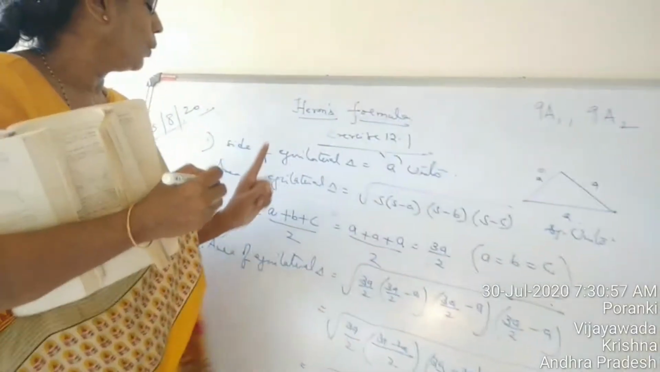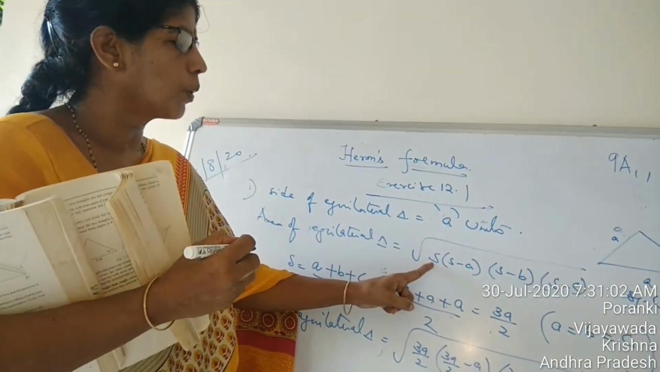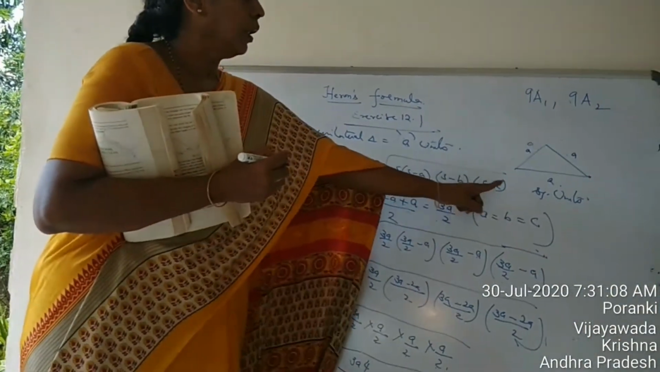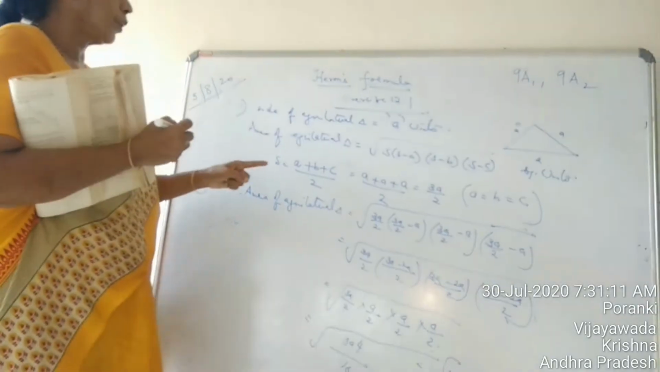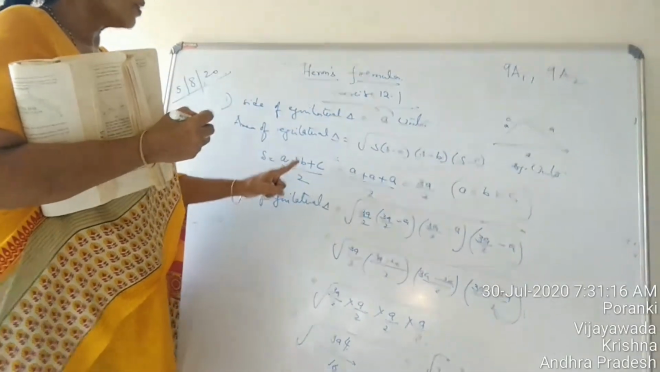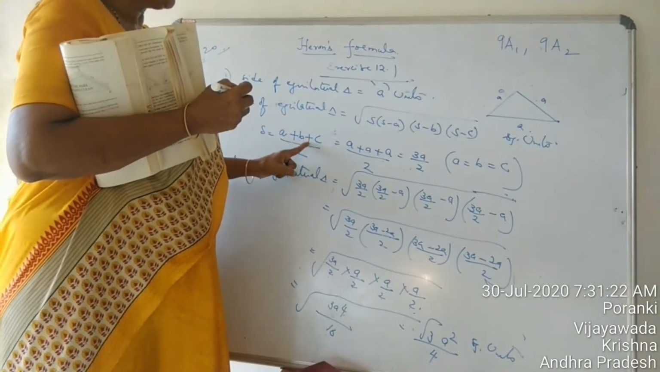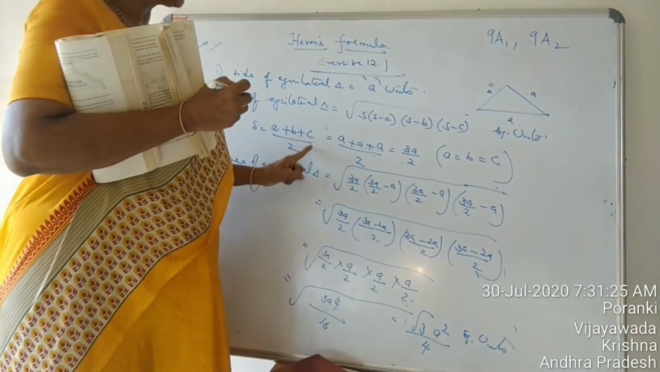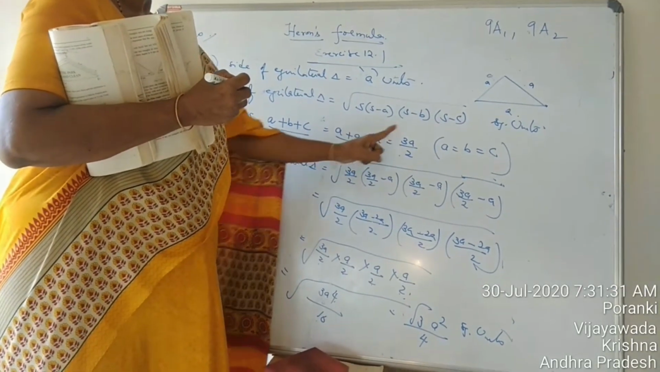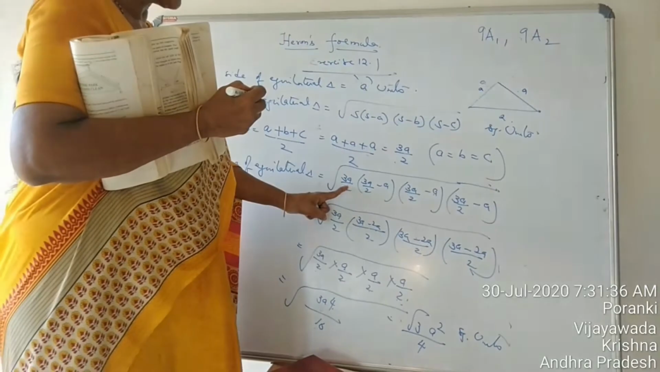Given the side of an equilateral triangle as a units, you are asked to find the area of the triangle using Heron's formula. What is Heron's formula, children? Root of s into s minus a into s minus b into s minus c square units. And s formula is what? A plus b plus c by 2. Since this is an equilateral triangle, all the sides are equal. A is equal to b is equal to c. So in the place of b and c also we have used a, a plus a, 2a plus a, 3a by 2. Now use your Heron's formula, children.